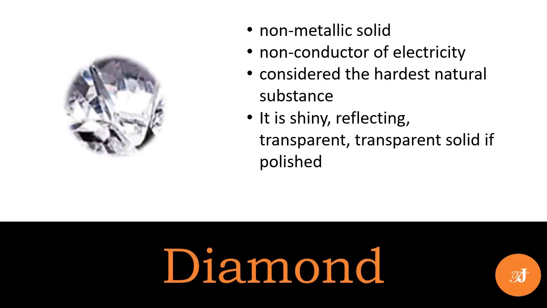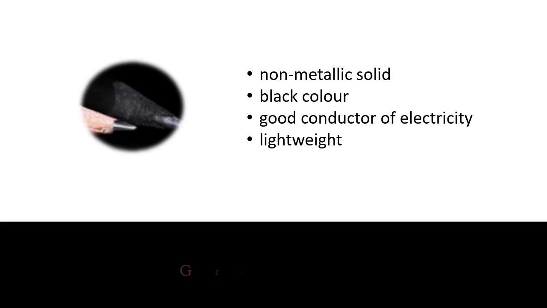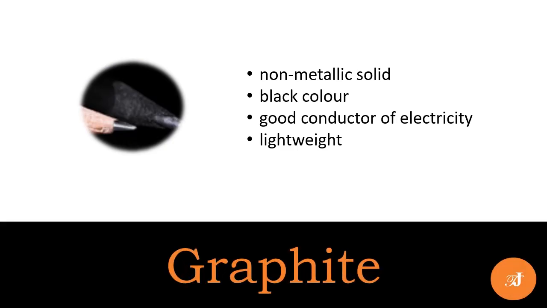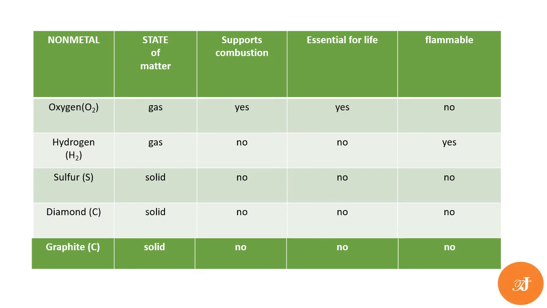Diamond is a non-metallic solid, non-conductor of electricity, considered the hardest natural substance, and if polished it becomes a shiny, transparent solid. Graphite is a non-metallic solid, black in color, good conductor of electricity, and is lightweight. These are some of the characteristics of nonmetals as we have discussed.